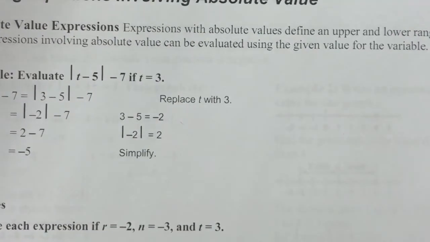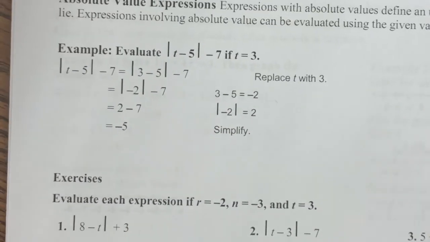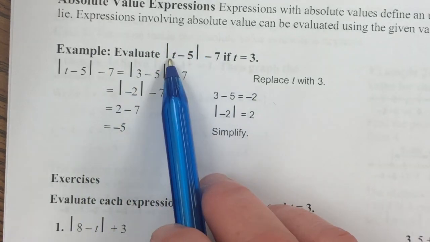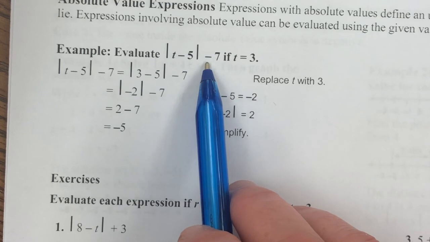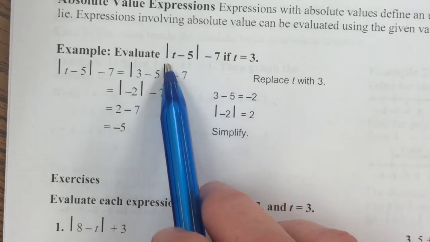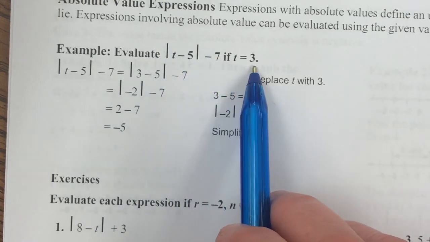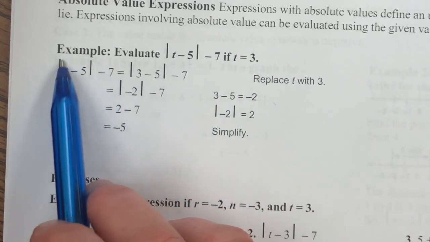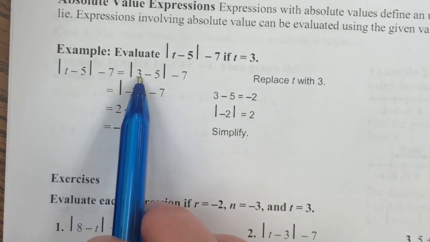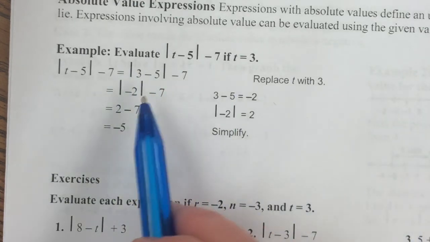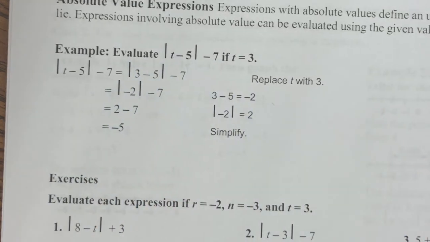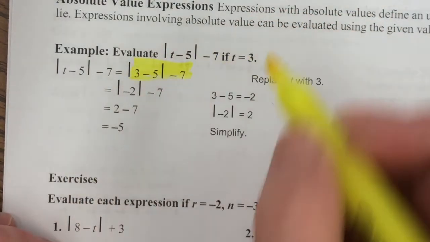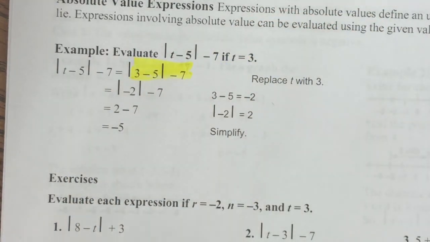So I'm going to zoom in here. It solves it for you in this example. Here it says evaluate the absolute value of t minus 5, and then -7 on the outside of the absolute value, if t equals 3. So we start with our equation, and all it does is plug in a 3 in place of the t. That's it. I'll highlight it so it's easier to follow. Once we plug in 3 for t, then we just solve.